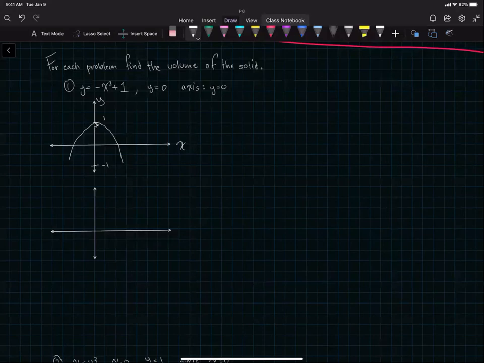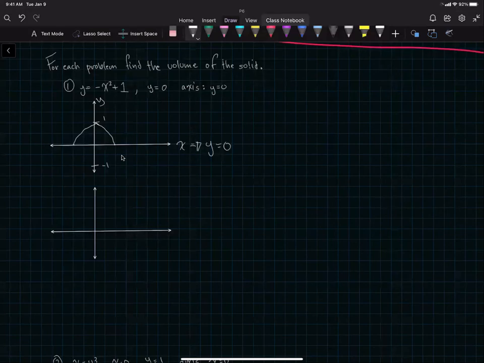Y equal to 1 is here, and the line is going to be basically like this. Okay, y equal to 1 is horizontal. So y equal to 0 also is going to be horizontal. So it's going to be my x-axis. So in other words, I don't care about what's happening below my x-axis. So I'm going to go ahead and erase it. Or you don't have to erase it, but I want to make sure that I don't confuse you.